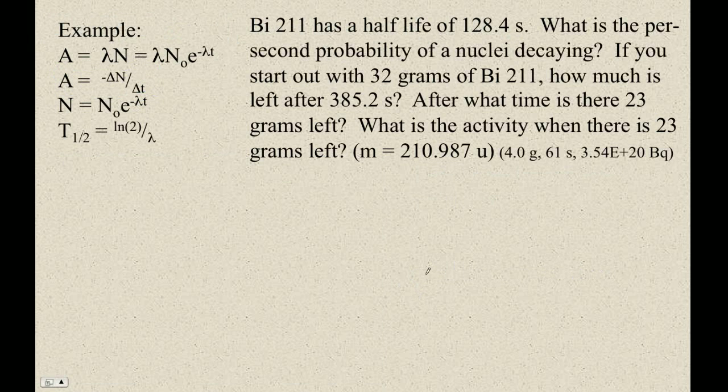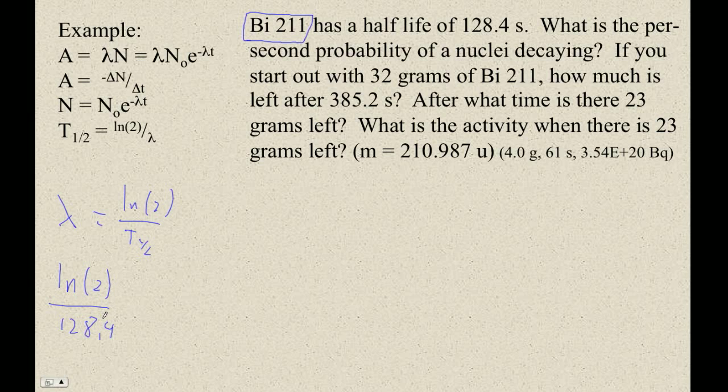So let's do a problem. Now, some people might say that the answer to this problem is none of your business, but there it is. Okay, so what is the per second probability of a nuclei decaying? I'm going to need this a bunch of times, so I'm going to use this formula here. So lambda is ln of 2 divided by the half-life. Okay, so that is ln of 2 divided by 128.4.